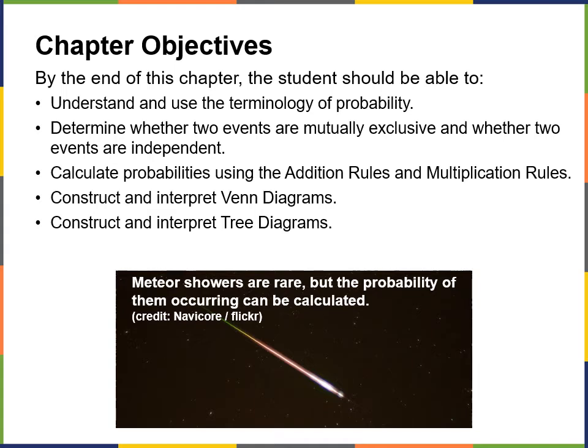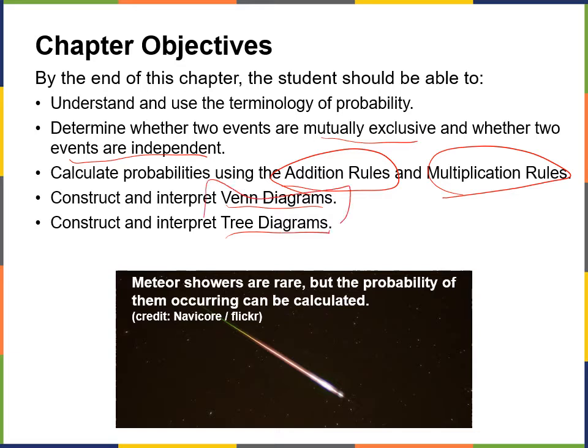Our basic objectives here in the chapter are that we want to understand the terminology that goes with probability, what a probability is, and some of the notation that we're going to use. We want to determine whether or not two events are mutually exclusive and whether two events are independent. That's going to help us to calculate probabilities using the addition rules and multiplication rules. And then we'll try and look at Venn diagrams or tree diagrams. This will also help us to calculate probabilities using these different rules.